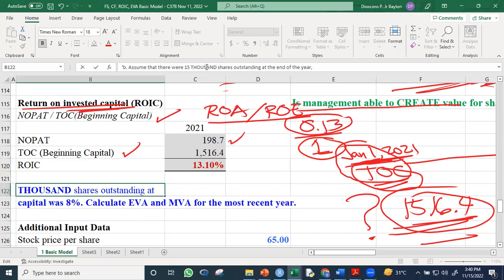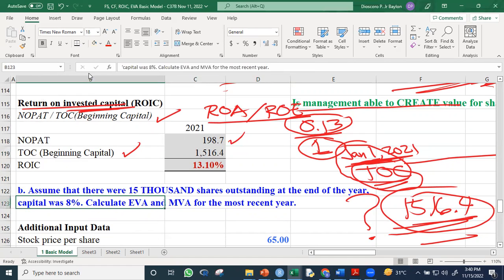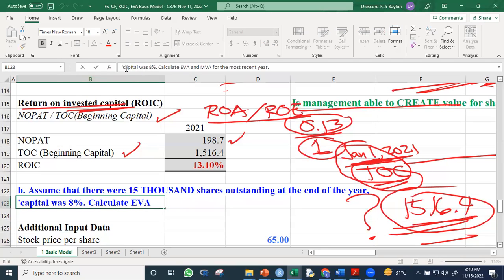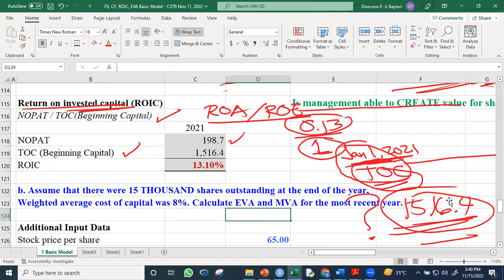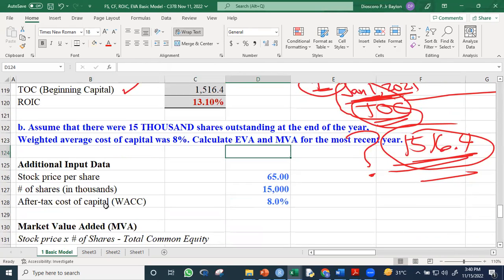15,000 shares outstanding because the figures here are in the thousands. And this one kindly put here weighted average cost of capital was 8%. Okay, so that's given here. After tax or weighted average cost of capital. Okay, so the answer, class, lies here.